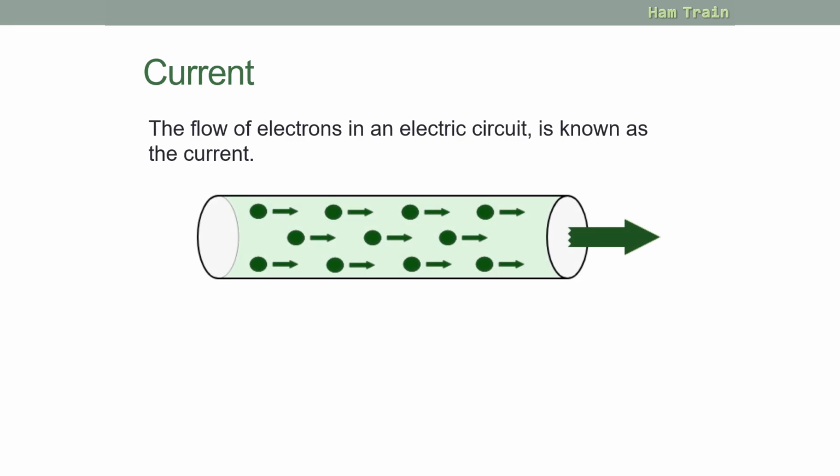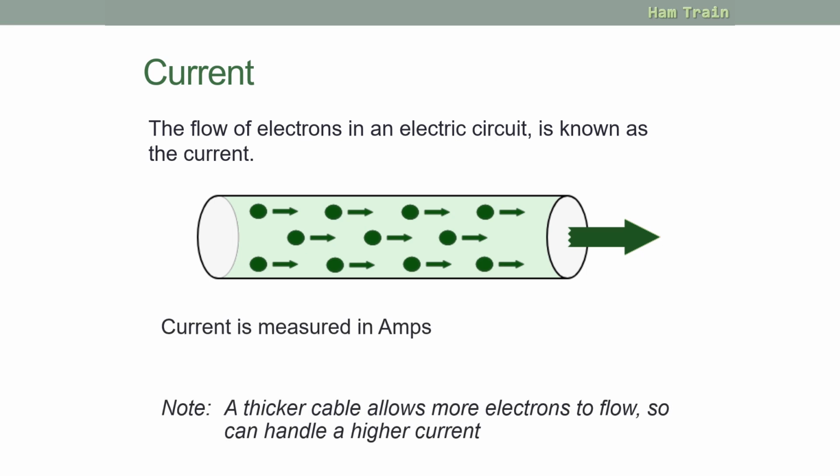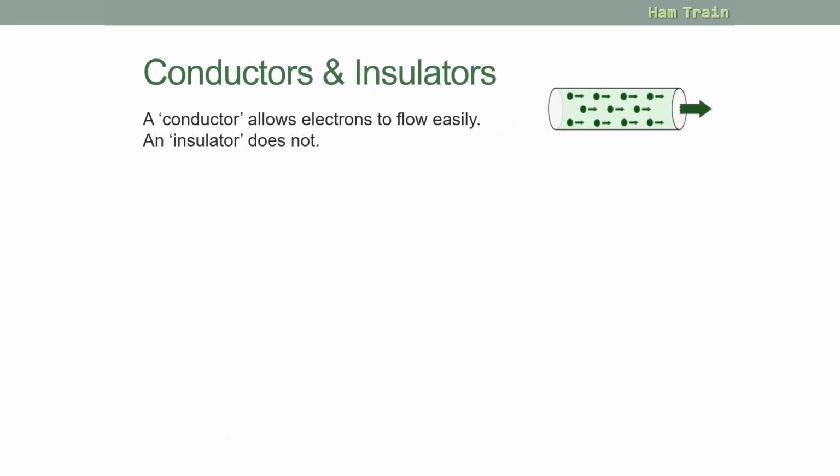Let's move on to talk now about current. Current is the flow of electrons in an electric circuit. You can see there the electrons moving in a single direction. The current is measured in amps, and the thicker the cable, the more electrons will flow, so a thicker cable can handle a higher current.